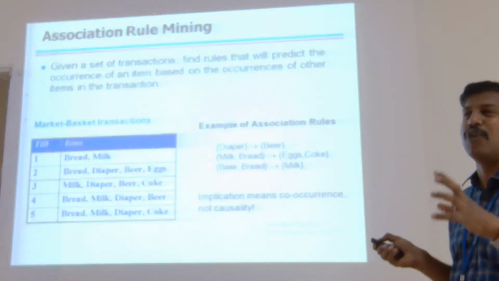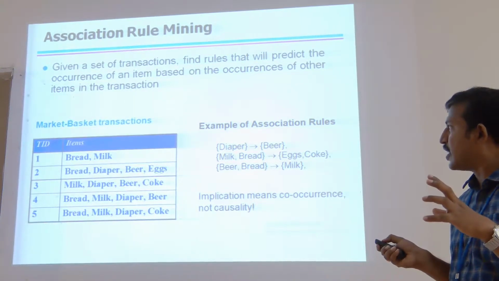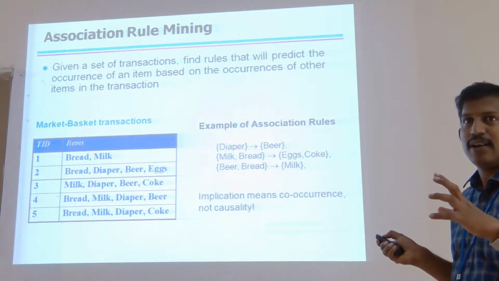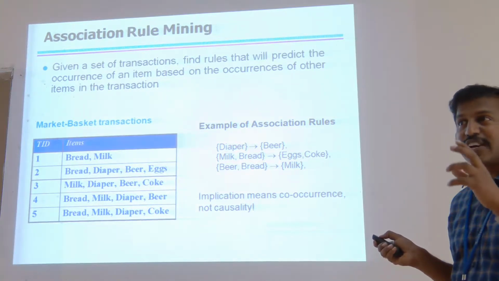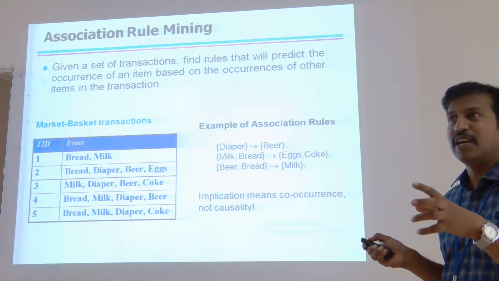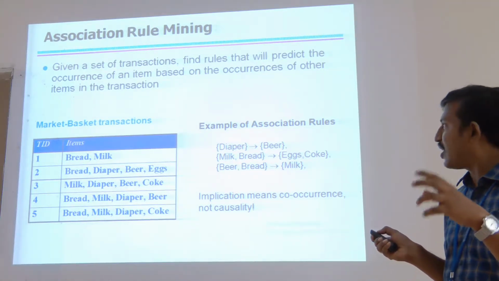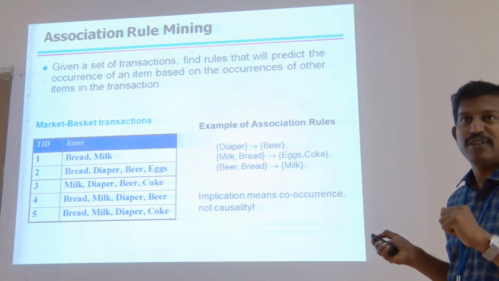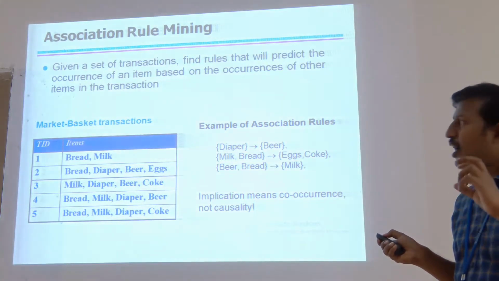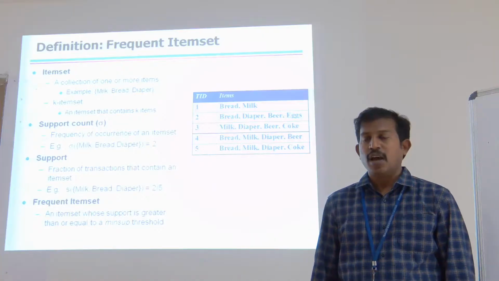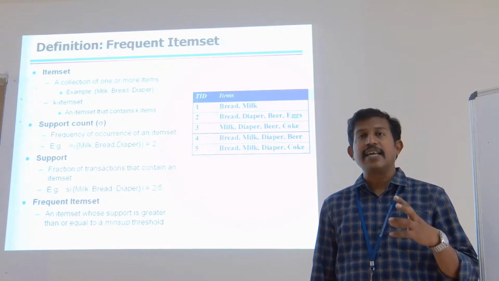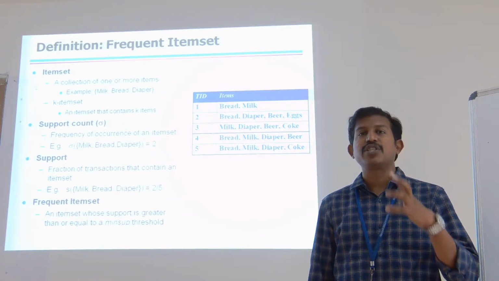What is meant by causality then? Because the event X happened, Y happened. This is not the cause. Because the customer purchased the diaper, it is not that he purchased beer as a result. This is not causality. Clear? Now we will discuss the basic terminology that is required to understand association rule mining.